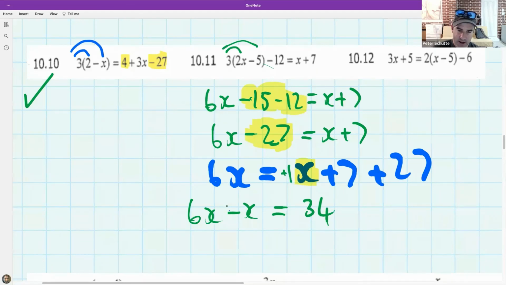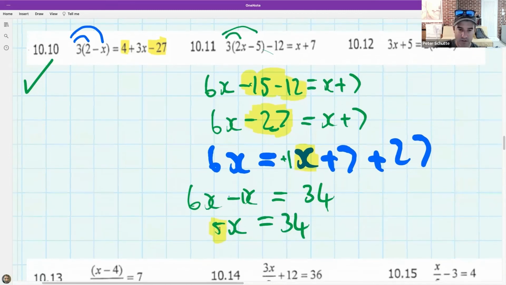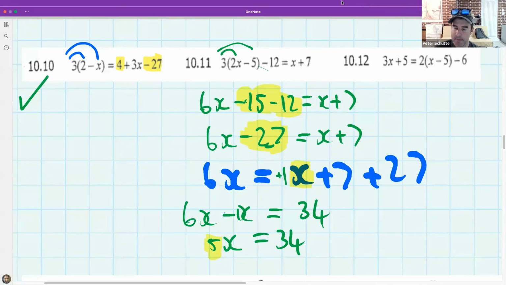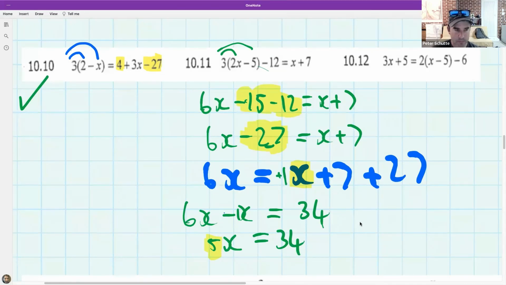And then I have to say, what is 6x minus x? It's going to be 5x is 34. And then I need to deal with this 5. What do I need to do with this 5, guys? Who can tell me what the last step is going to be? So it's multiplying by 5 at the moment, but I need the opposite operation. Pop it in the chat if you can.